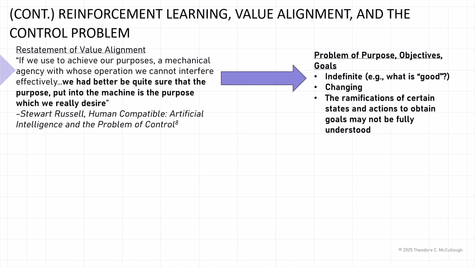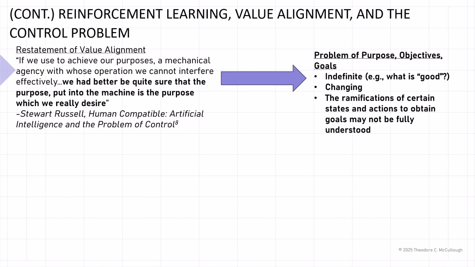For Russell, the value alignment issue can be restated as the following. If we use to achieve our purposes a mechanical agency whose operation we cannot interfere with effectively, we had better be quite sure that the purpose put into the machine is the purpose that we really desire. Put another way, there are some problems with establishing the purpose, goals, and objectives for a reinforcement learning model. Specifically, this goal can be indefinite. For example, think about what is the notion of good. It can be changing, and there can be ramifications of certain state actions to obtain goals that may not be fully understood by humans.